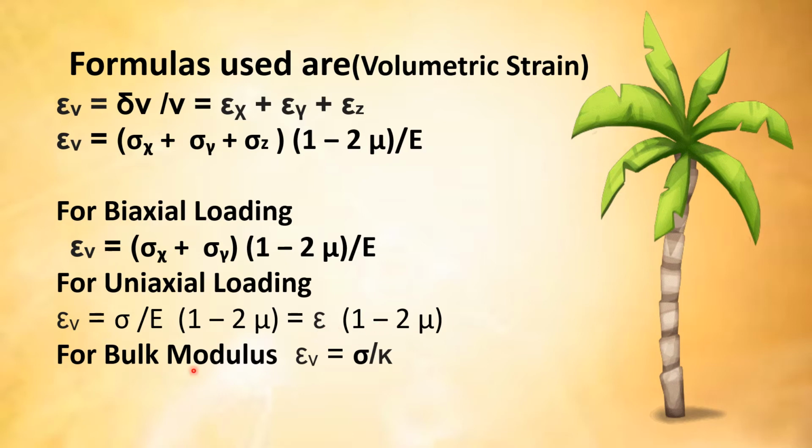For the bulk modulus, the formula for epsilon V will be equal to sigma divided by the bulk modulus K. So these are the formulas which we are going to use to calculate volumetric strain.